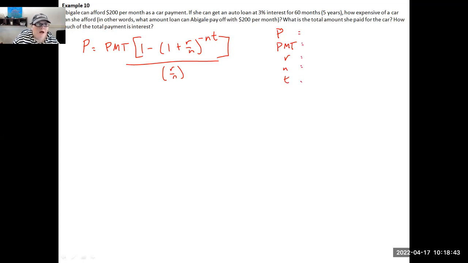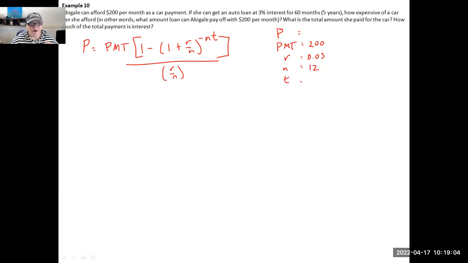Okay. Abigail can afford $200 per month. That's her payment. $200 per month, and it's 12. If she can get an auto loan for 3%, that's her rate, in decimal form is 0.03, for 60 months, 5 years. Just because the number is in the sentence doesn't mean you have to use it.